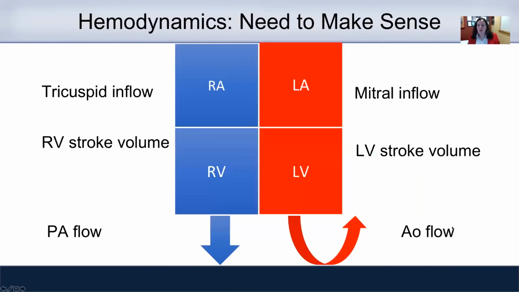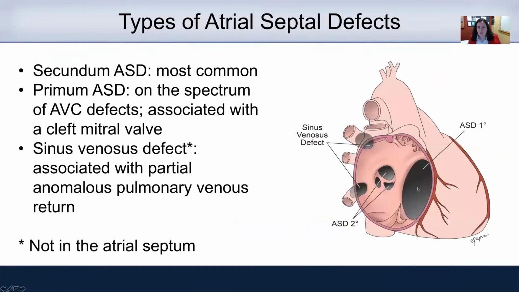And the one teaching point that I will leave with you is when you think about flow dynamics, they need to make sense. As we do these numbers, you can actually create a graphic where you're putting in the amount of inflow to the right heart, the stroke volume, and the outflow, comparing that to the left side. And I encourage you to write these down as you're working through your flow dynamics.